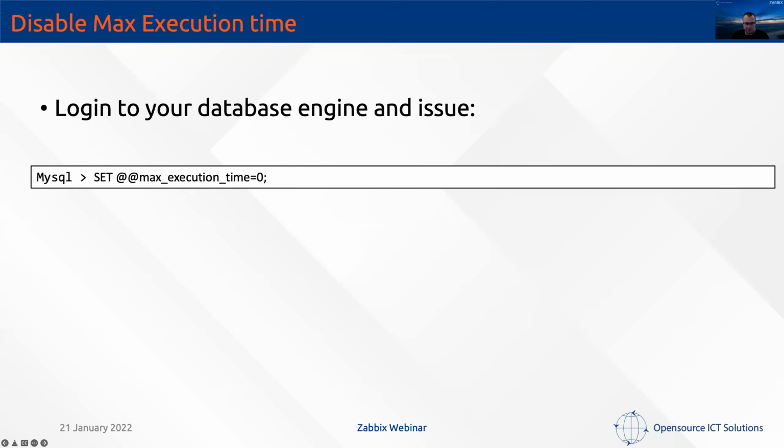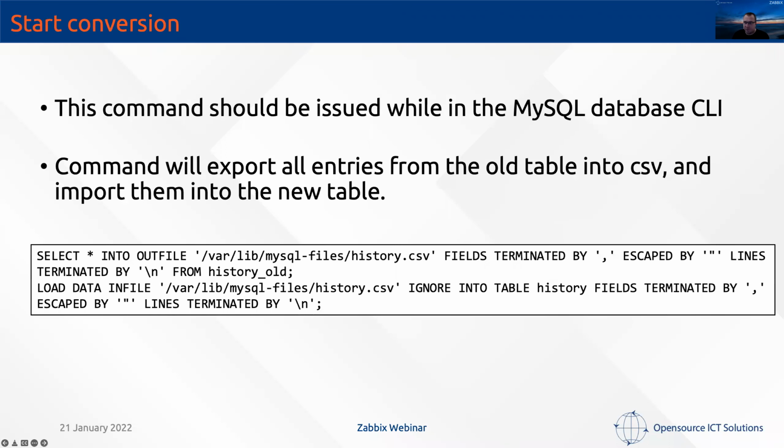Okay, once done, jump into your database and set the max execution time to 0. Basically disable it. Why? Well, those next queries will take some time. So max execution time should be set to 0. And from there, we start the actual conversion.